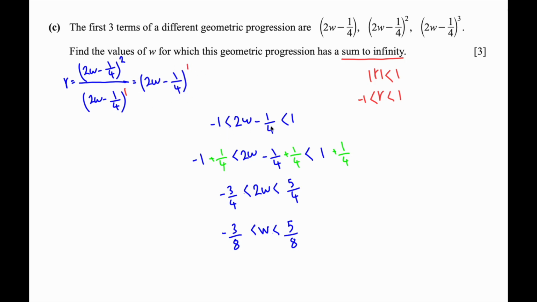I put it between -1 and 1. So I have to get rid of the negative quarter here as well as the 2. So what I did here, I add everything by 1 over 4 just to get rid of this -1 over 4 here. The middle term is reduced to 2w. And lastly, I need to also get rid of the 2. And I do that by dividing every single term here by 2, and I get w to be greater than -3 over 8 and less than 5 over 8.